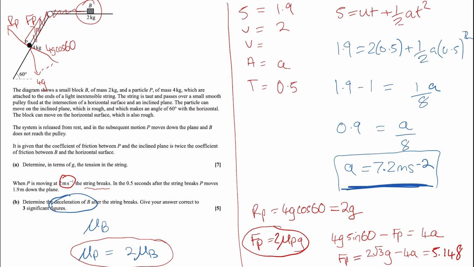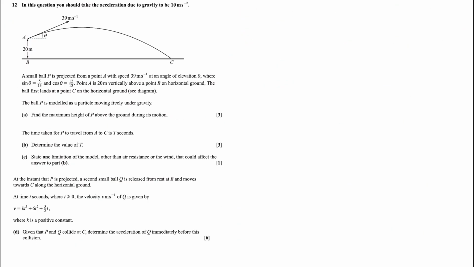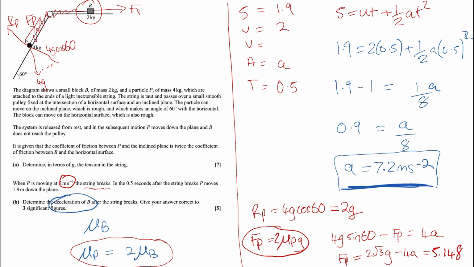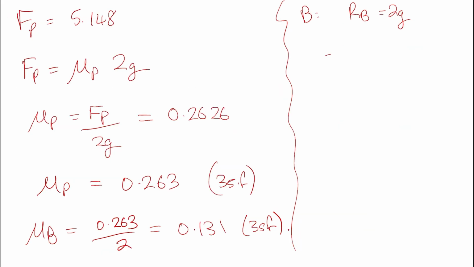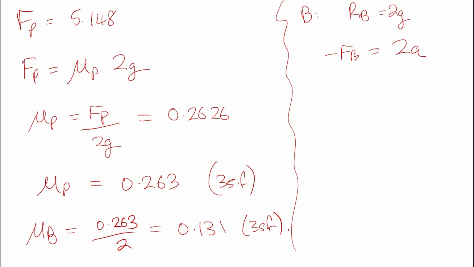So, what did we have for B? Well, we had that the reaction at B was just 2G, the weight, and we had that the equation without tension is just going to be the friction acting this way. So it's going to be minus FB equals 2A. Okay? And minus FB is just minus this mu I've just worked out, 0.131 times by 2G. And then to get A on its own, I'm going to divide by 2.